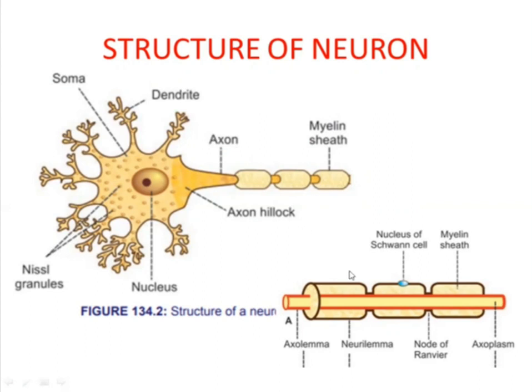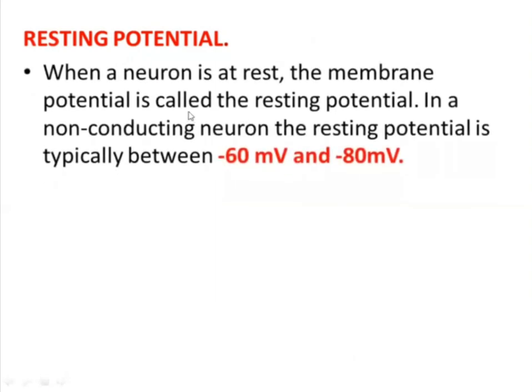Then we will see the myelin sheath, formed by the Schwann cells, right? Between two myelin sheaths there is the node of Ranvier. Then we will see resting potential. What is resting potential? When the neuron is at rest, the membrane potential is called the resting potential.